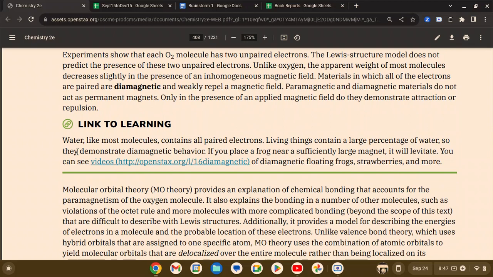Unlike oxygen, the apparent weight of most molecules decreases slightly in the presence of an inhomogeneous magnetic field. Materials in which all of the electrons are paired are diamagnetic and weakly repel a magnetic field. Paramagnetic and diamagnetic materials do not act as permanent magnets. Only in the presence of an applied magnetic field do they demonstrate attraction or repulsion.